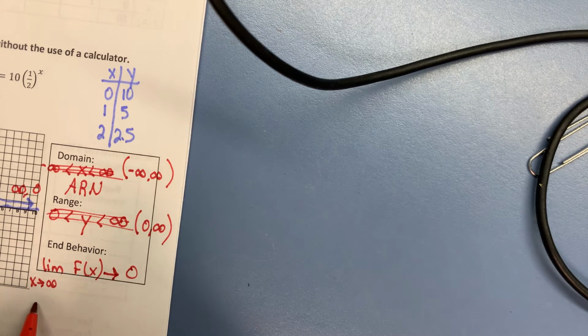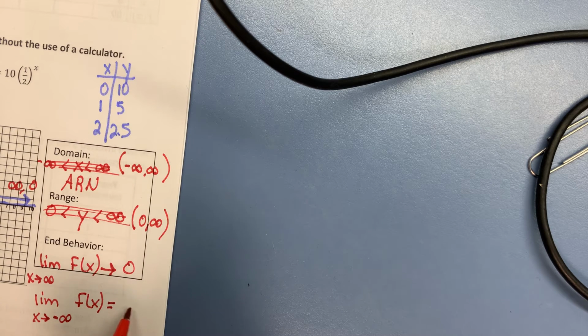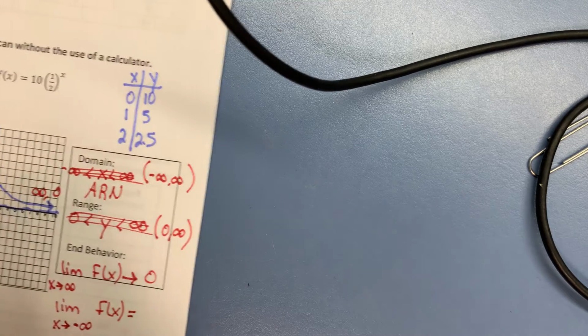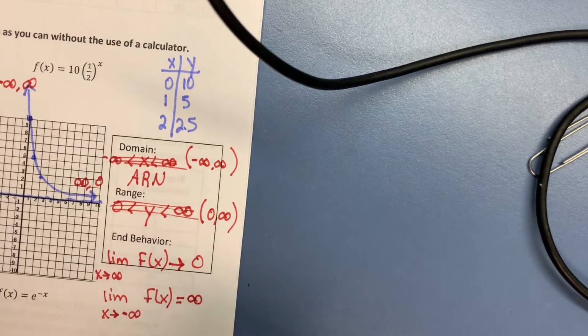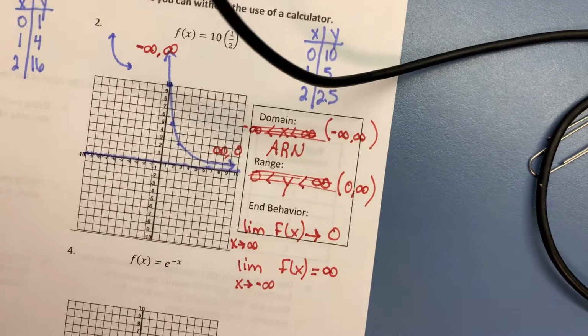And then I can do this again for my negative infinity. And when x is getting smaller, f of x, you can put an equal. If you like this new option of an arrow, you can also put an arrow. But as x goes to negative infinity, which I wrote here, I get my infinity. Okay? All right, next one.